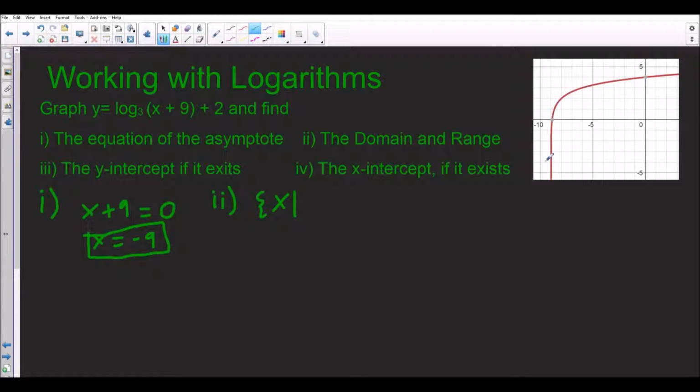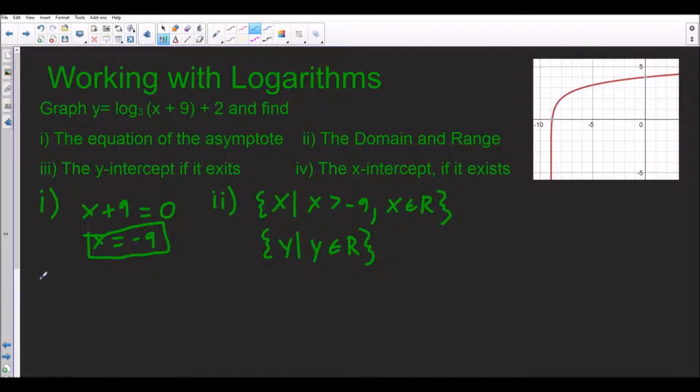So we're going to end up with x is greater than negative 9, and x is contained in real numbers for our domain. Now our range is just going to be y is contained in real numbers. That is because it goes up infinitely and it goes down infinitely. Since it does that, we just write y is contained in real numbers because it covers all real numbers.